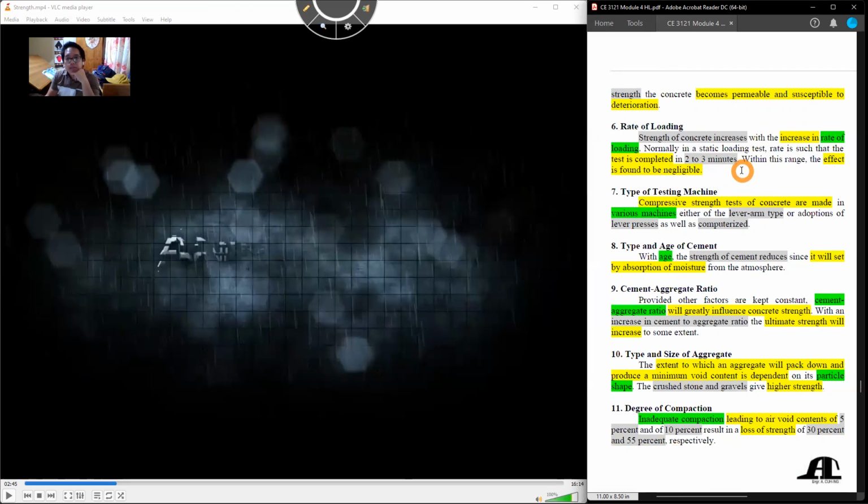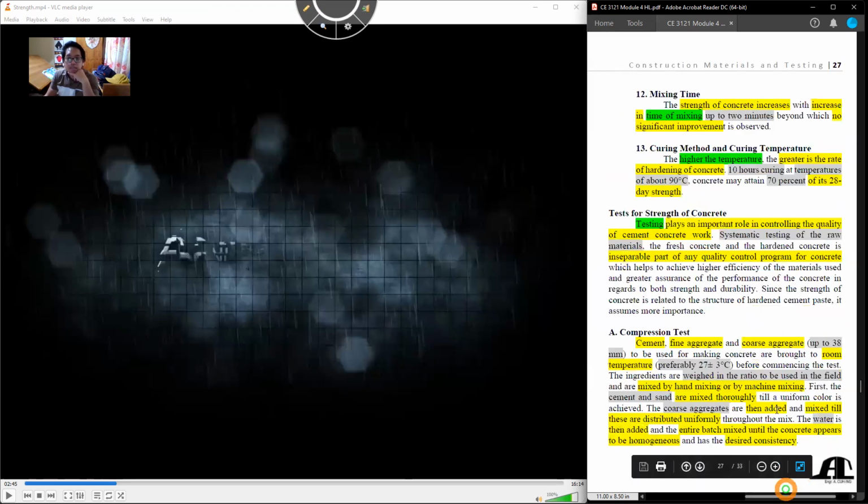Normally, class, a static loading test should be completed within 2 to 3 minutes. Then the type of testing machine. There are only two, class: either lever arm or lever press, or computerized. The type and age of cement also matter, same with the cement aggregate ratio, the size of aggregate, the degree of compaction, and the mixing time. The strength of concrete will increase with mixing time up to 2 minutes. Beyond that, class, there is no more effect.